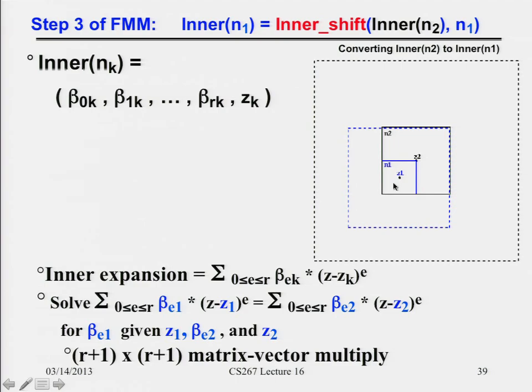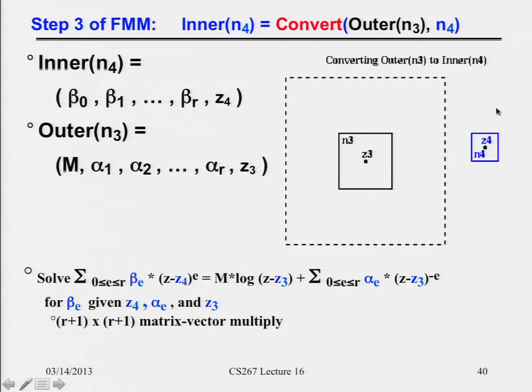The next thing I have to do is take an outer expansion for this one who's far away and make it an inner expansion for this. So the expansion here is true for as long as you're far enough away from the blue box. I want something that's only true inside the black box. So it's a legitimate thing. So I'm given this expansion for him.